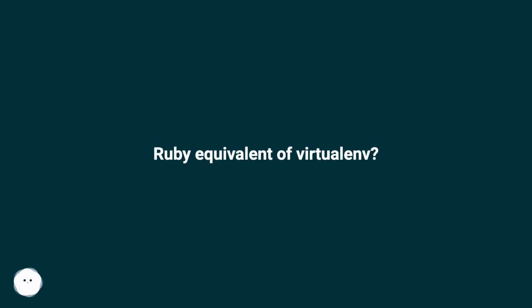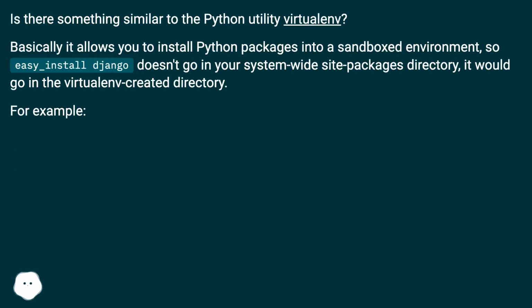Ruby equivalent of Virtualenv. Is there something similar to the Python utility Virtualenv? Basically, it allows you to install Python packages into a sandboxed environment, so easy_install Django doesn't go in your system-wide site packages directory, it would go in the Virtualenv created directory.